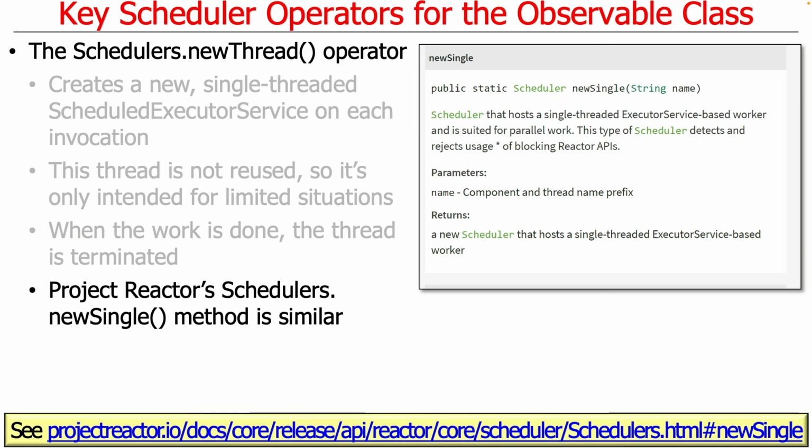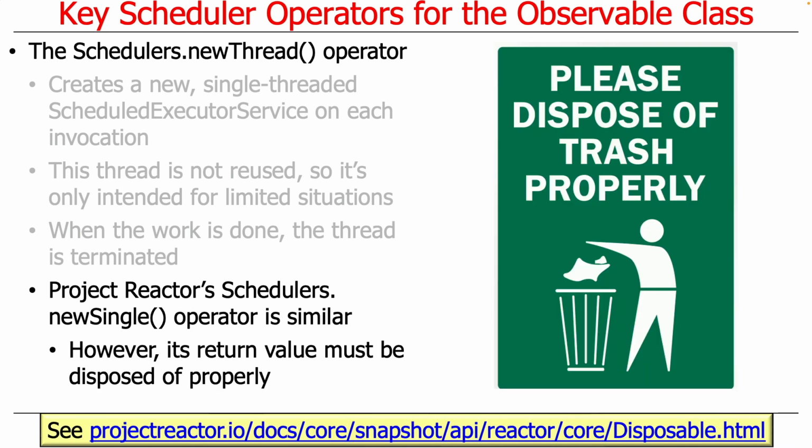Project Reactor has a method called new single in its Schedulers, which will return a new thread. It's similar but not identical because its return value must be disposed of. You have to explicitly dispose of it, otherwise you will leak memory, leak resources.